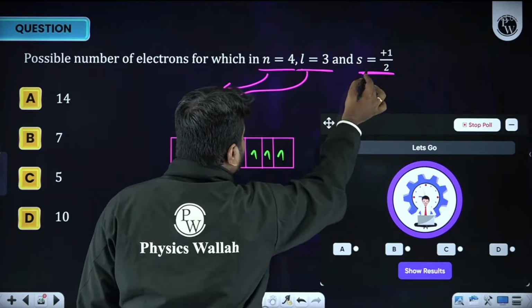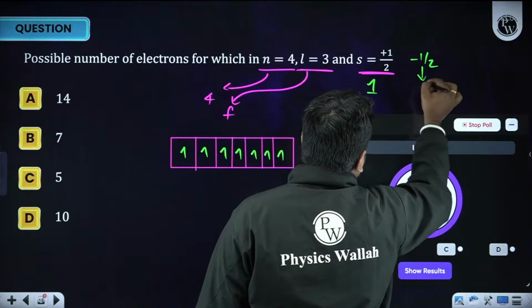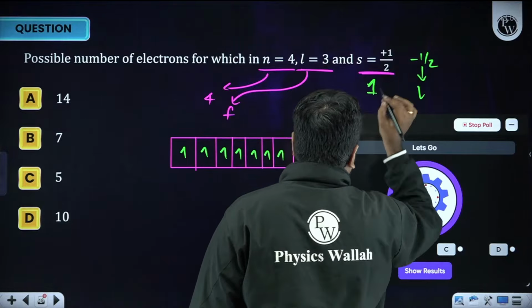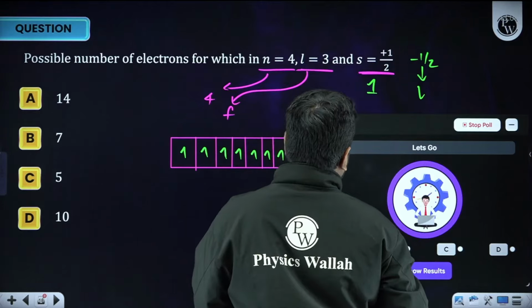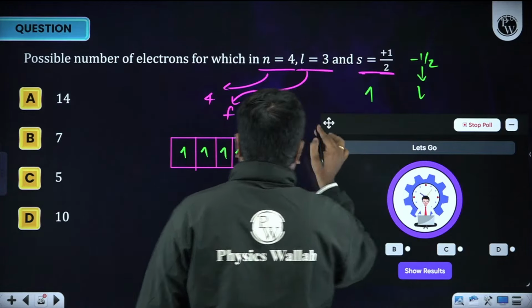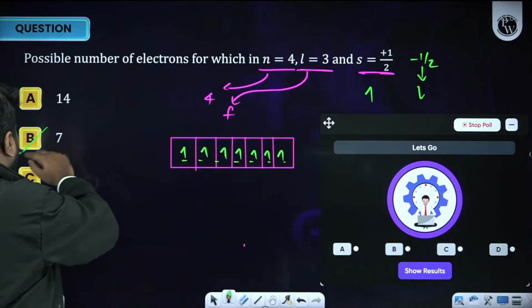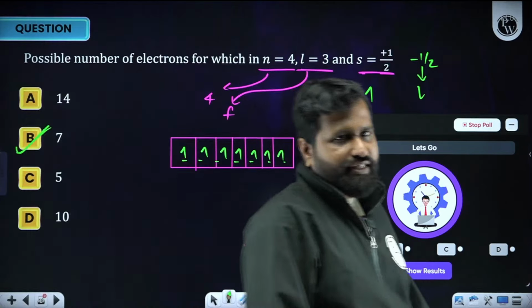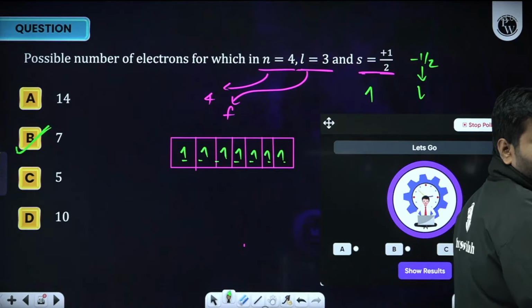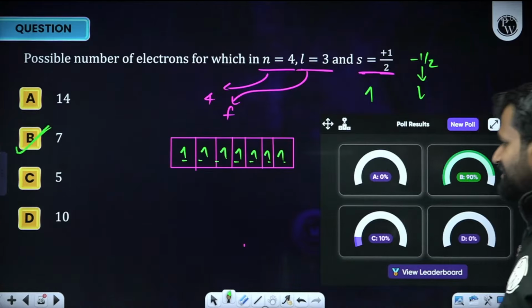Because S is equal to plus 1 by 2, that is one spin. Minus 1 by 2 would mean anti-clockwise, so only clockwise spin. Clockwise spin means 1, 2, 3, 4, 5, 6, 7. So automatically option B is the right answer. Option B is the correct answer.